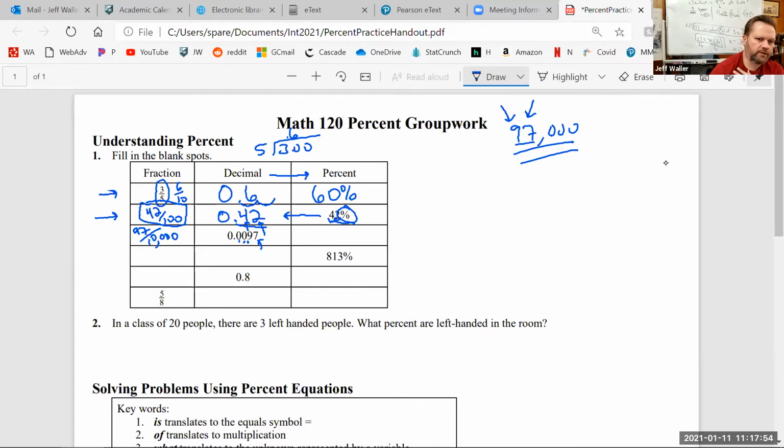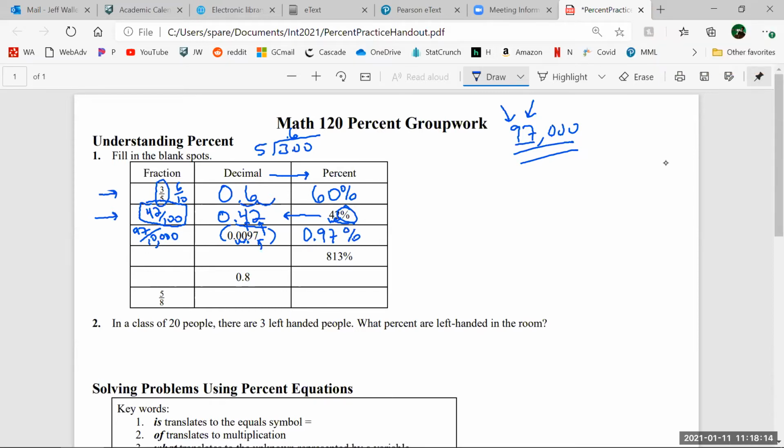Now as a percent, all I have to do is what? What do I do to the decimal? I just have to move it to the right. Once, twice. So then I get 0.97%, less than 1%. I like it.